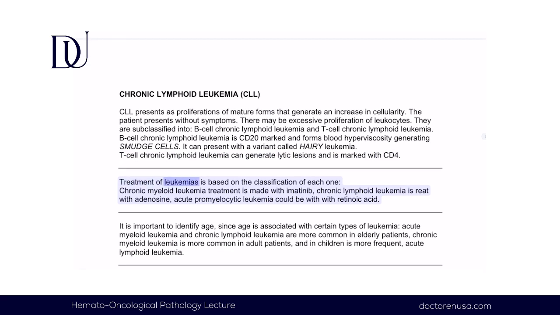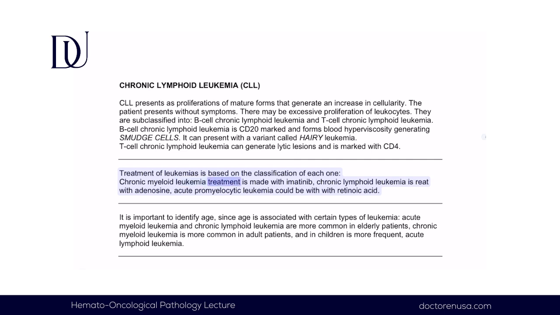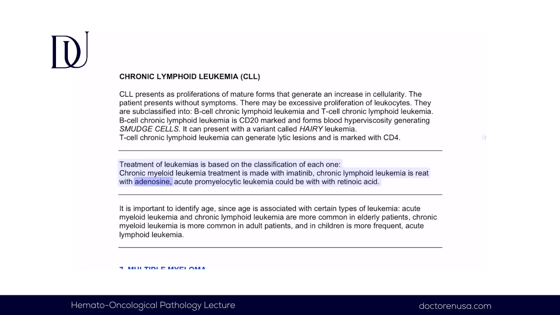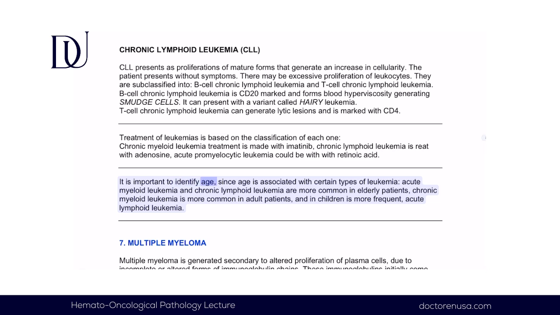Treatment of leukemias is based on the classification of each one. Chronic myeloid leukemia treatment is made with imatinib, chronic lymphoid leukemia is treated with adenosine analogs, and acute promyelocytic leukemia could be treated with retinoic acid. It is important to identify age, since age is associated with certain types of leukemia.